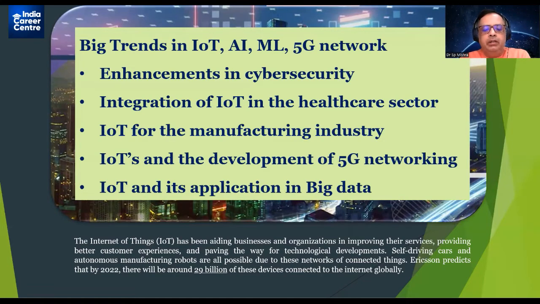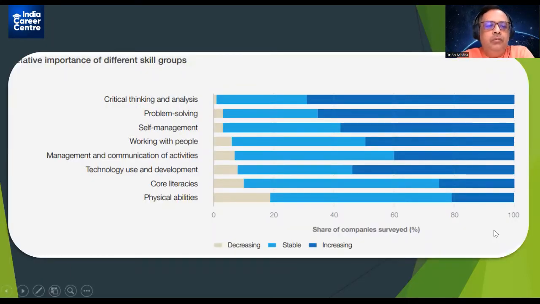The Internet of Things has been aiding businesses and organizations in improving their services, providing better customer experience, and paving the way for technical development, such as self-driving cars, autonomous manufacturing, robots are all possible due to these networks of connected things. As per Ericsson, by 2022, there'll be 29 billion IoT devices. So, as we can see that more and more technology is going to be part of our lives all across.